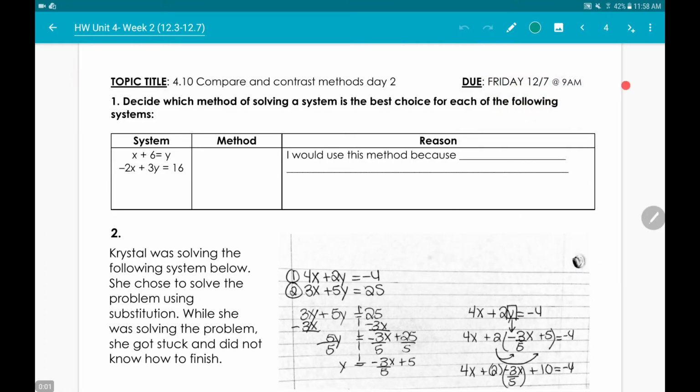All right, we are on video 3 for the week, and it is comparing and contrasting methods day 2. So we're going to start with a recap from Thursday's lesson. Decide which method of solving a system is the best choice for the following system.